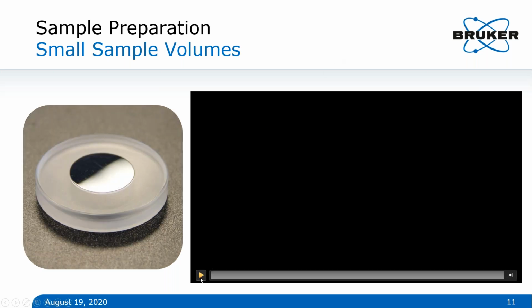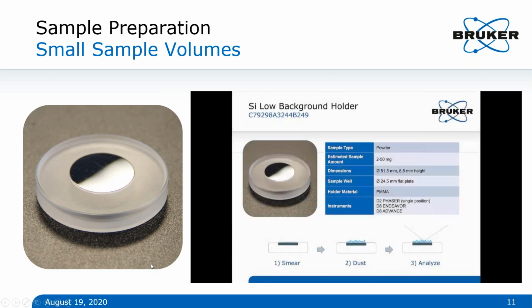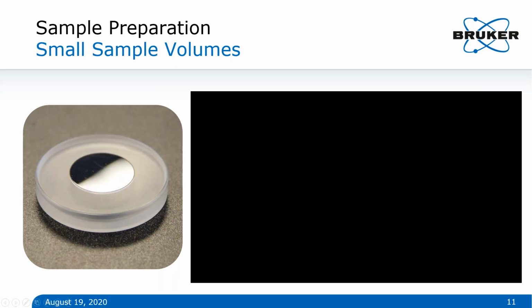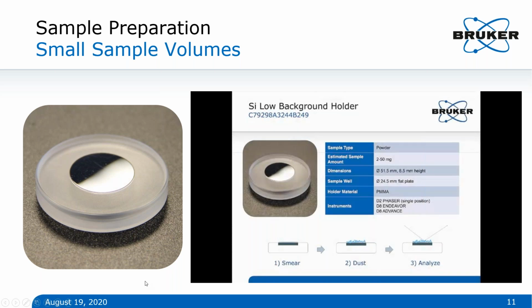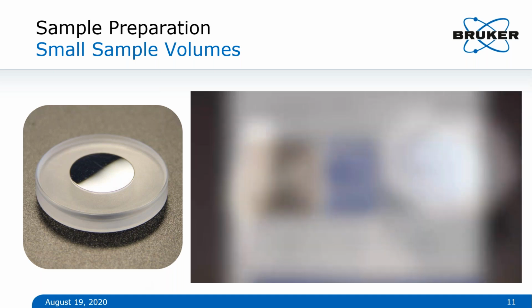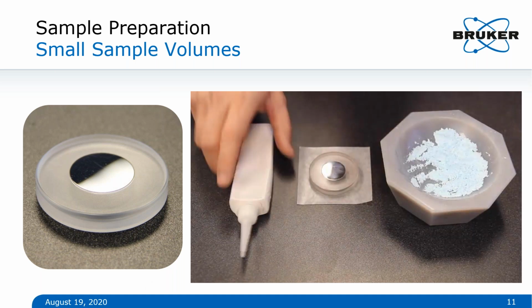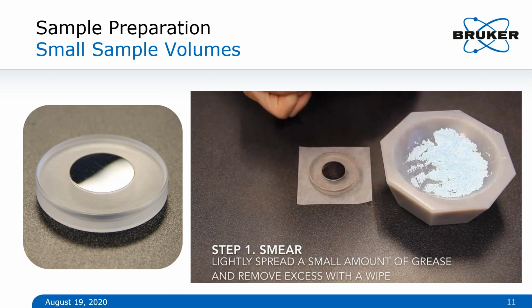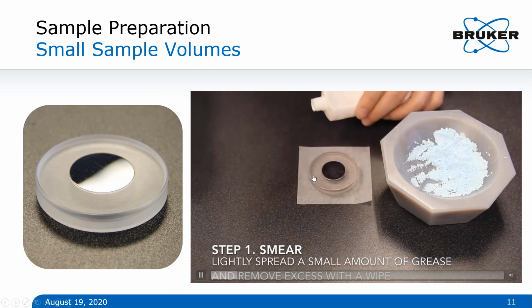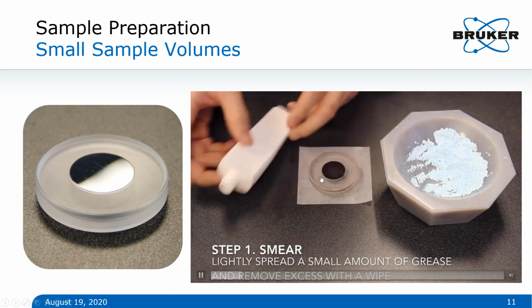Right. Another way to analyze samples would be with small sample volumes. This is frequently the case if you are developing new APIs, or you have just a very limited amount of material because it is prohibitively expensive to make. Typically for something like this, we would use what is called a low background holder, or you'll often hear these referred to as quote unquote zero background holders.